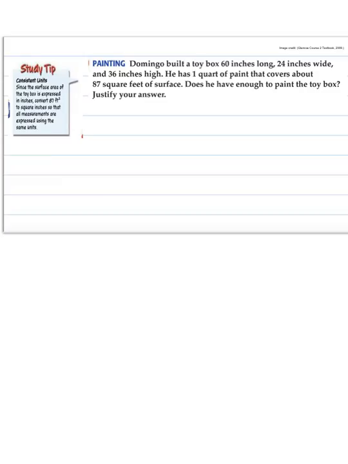All right, here's one to try. A word problem for you. Domingo built a toy box 60 inches long, 24 inches wide, and 36 inches high. He has 1 quart of paint that covers about 87 square feet of surface. Does he have enough to paint the toy box?